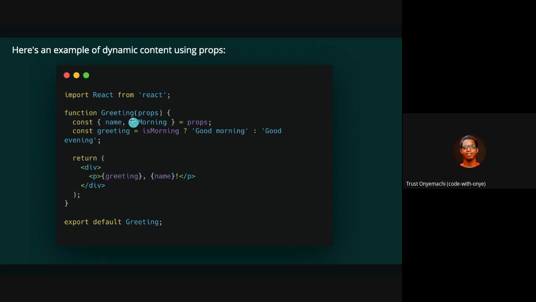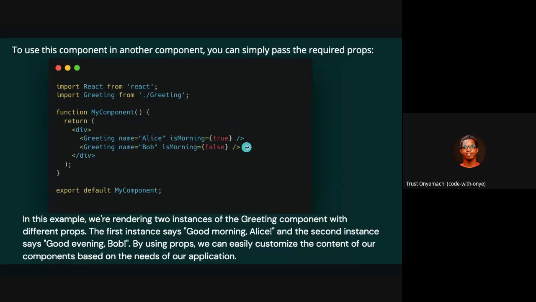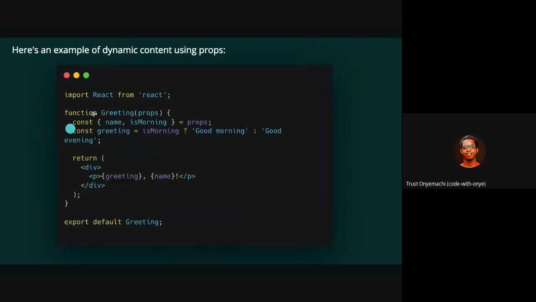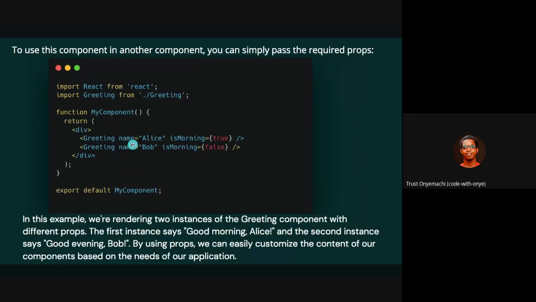We haven't passed any props. To use the component in another component, you can simply pass in the required props. So you're passing name and isMorning, which is what the initial component was created with. Now we pass the name of the person, Alice, and isMorning is true.